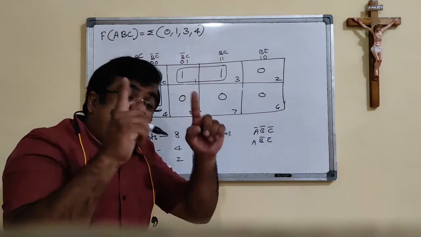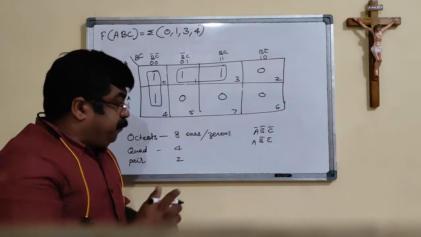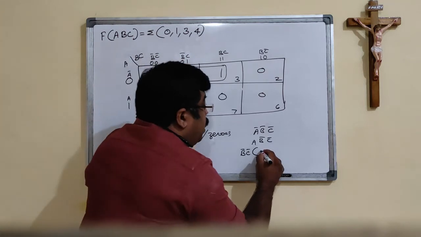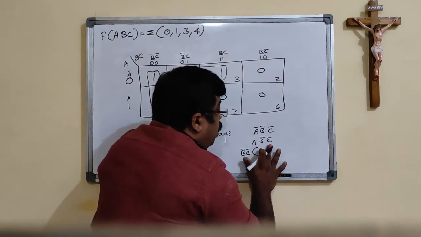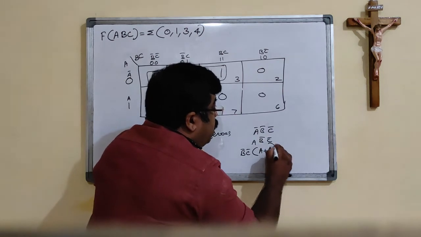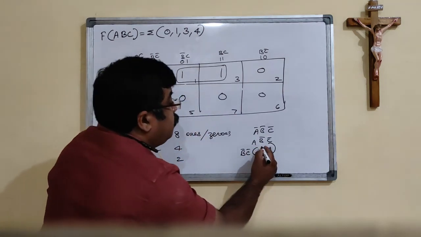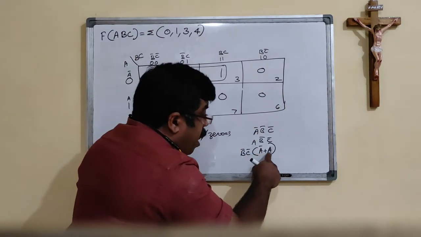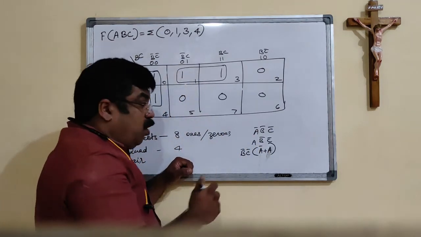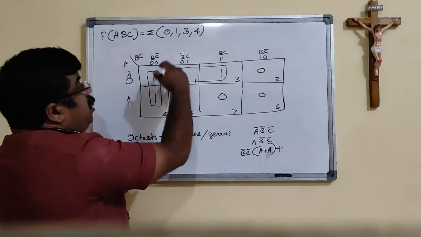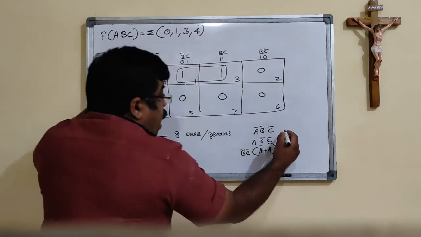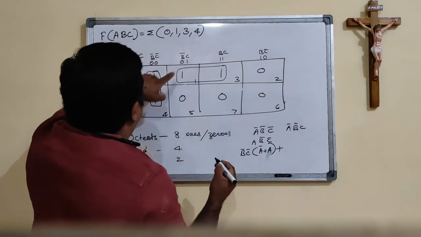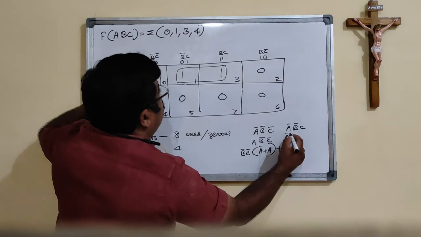So, as we saw in the algebraic method, we can write this one as B bar C bar common, and A bar plus A in the bracket. Okay, B bar C bar is taken common and A bar plus A in the bracket. Okay, now plus, let us see the other side. A bar B bar C, next one is A bar B C.